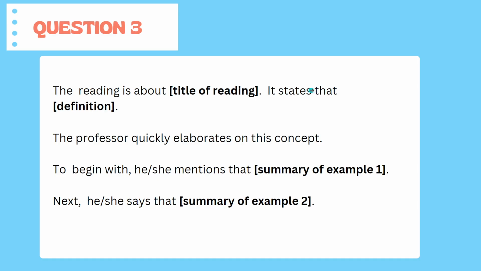Next up, a template for question 3. It goes like this. The reading is about, and then just state the title of the reading. It states that, and you define it. The professor quickly elaborates on this concept. To begin with, he mentions that, and then summarize his first example. Next, he says that, summarize his second example.